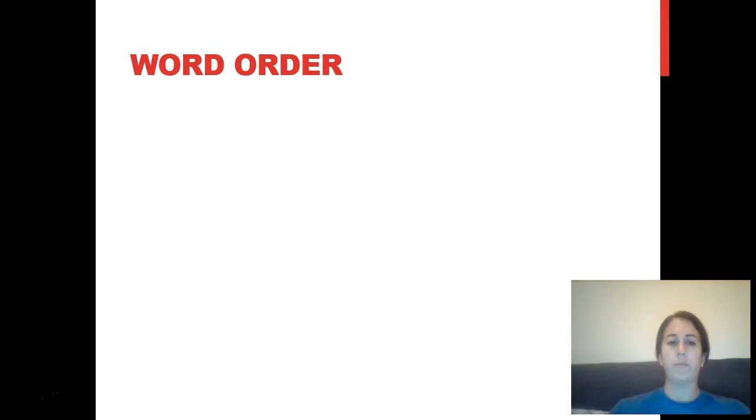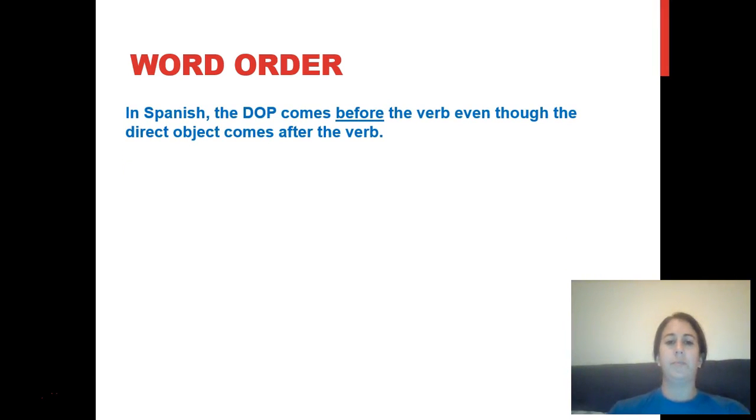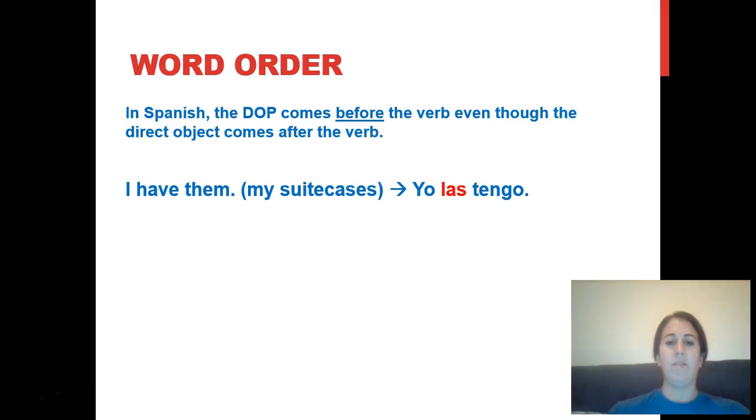Cool? Cool. Alright, so then let's talk about our word order. This is where things start to get a little tricky. So in Spanish, the direct object pronoun comes before the verb, even though in a regular sentence the direct object comes after the verb. So I have them, and I'm talking about my suitcases. Yo las tengo. Notice it goes after our subject pronoun and before our conjugated verb.